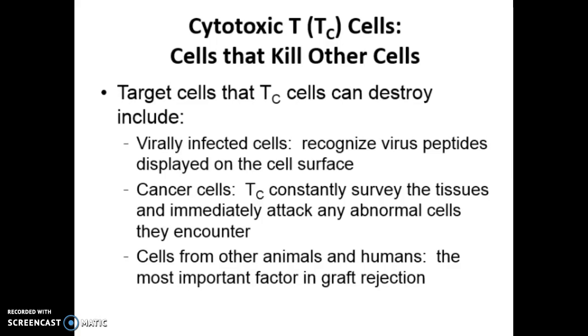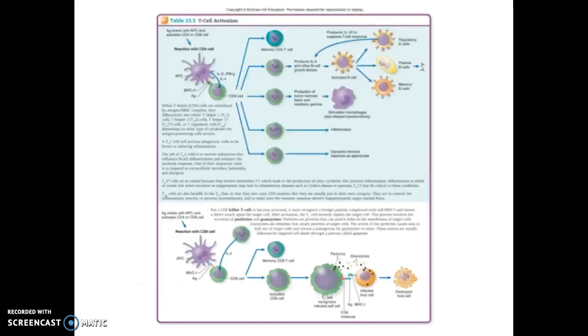And then also cells from other animals and humans, the most important factor in graft rejection. All right, so if you have an organ transplant, and I mentioned this in maybe section 3 or section 2, your immune system can actually recognize that as foreign and will try to reject it, try to attack it, because it sees it as foreign. That's why, again, those organs have to be matched properly.